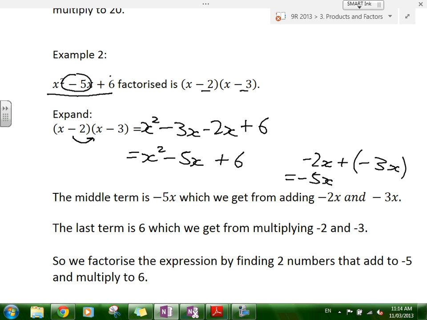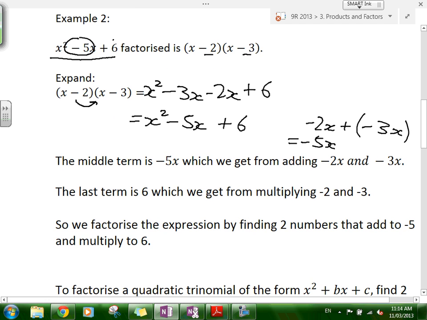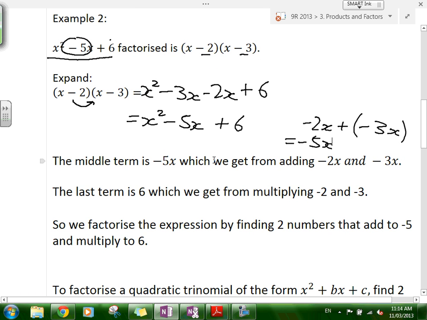And so, we factorize this expression by finding two numbers that add to minus 5. And we've got to remember to think about how we use negatives. They add to minus 5 and multiply to 6. And the trick here is that I know it's going to be two negative numbers because this number is positive. The only way I'm going to get a positive number when I multiply is by multiplying two negatives. But the same thing applies. We're finding two numbers that add to this term here, minus 5, and multiply to 6. Okay? Are there any questions?